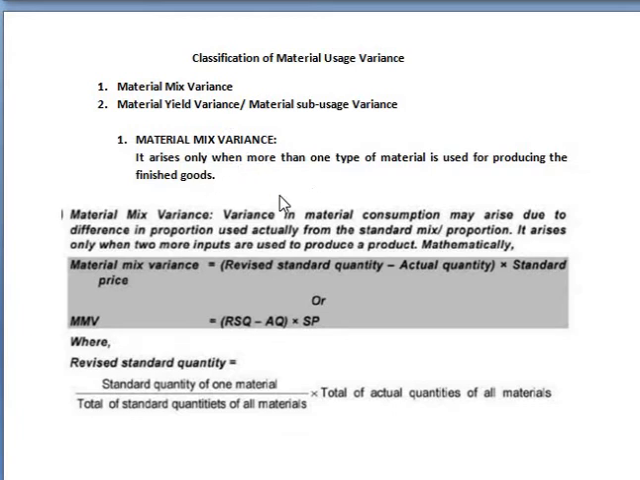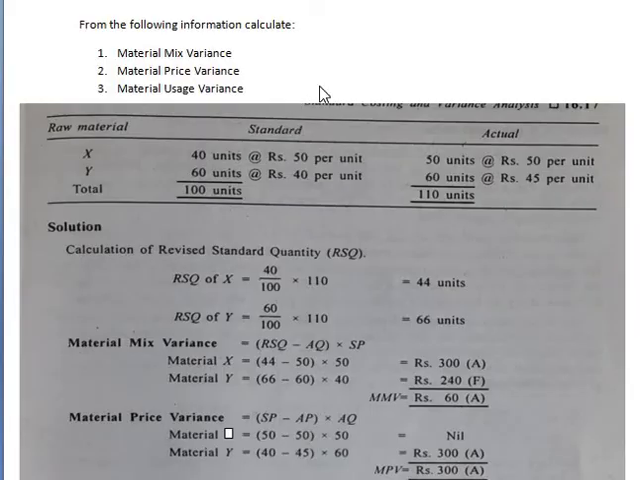In the case of material mix variance, it arises only when more than one type of material is used for producing the finished product. The material mix variance is calculated by this formula: the revised standard quantity minus the actual quantity into the standard price, where the revised standard quantity is calculated by this formula: standard quantity of one material divided by the total standard quantities of all materials into the total of actual quantities of all materials. So now let us look at this example.